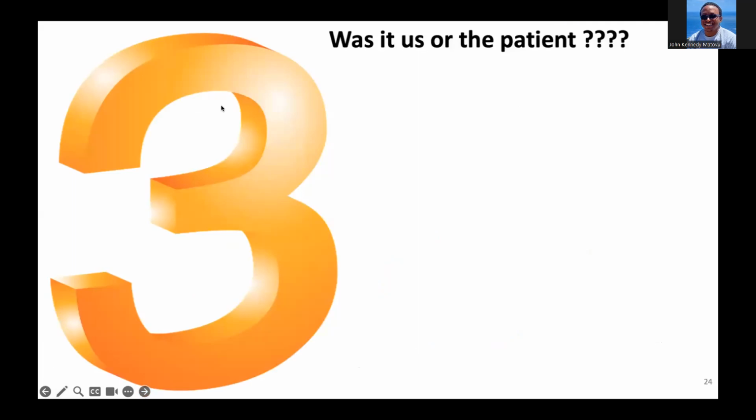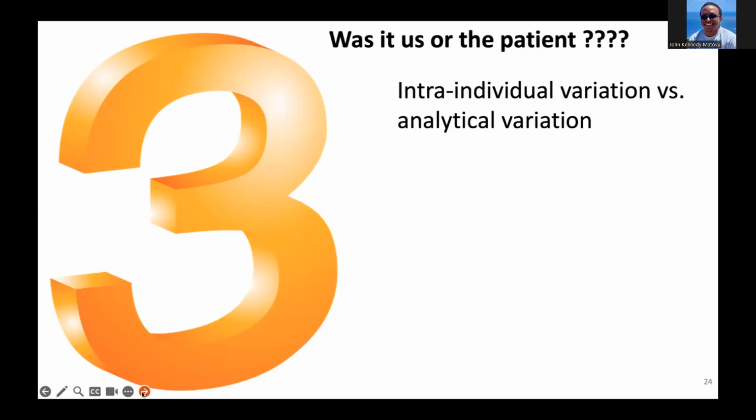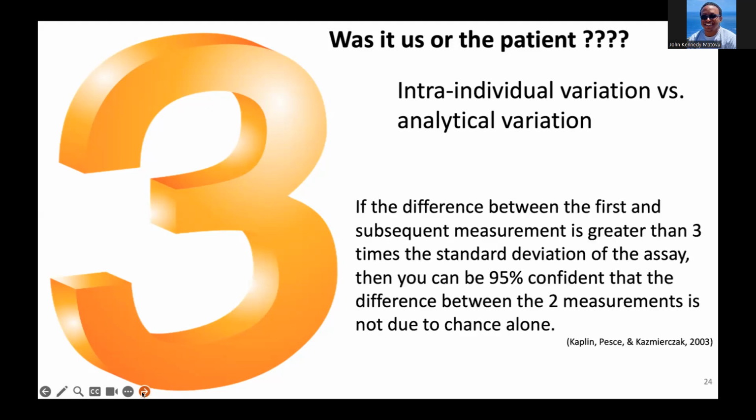Last scenario, then we talked about the rule of 3, right? And this is where we're looking at, is it us or the patient? Before this, when we were doing all the other calculations, we were looking at the method, the imprecision of the method, to look at our uncertainty. But here we're looking at intra-individual variation versus your analytical variation. We're going to take both of those into consideration when looking at our MU.